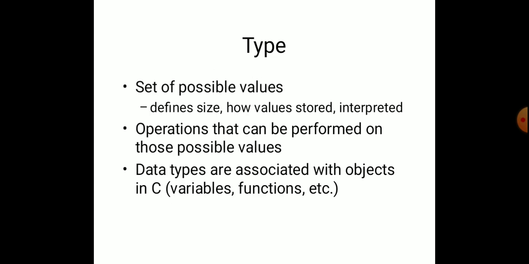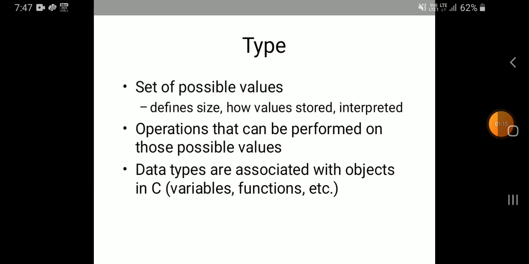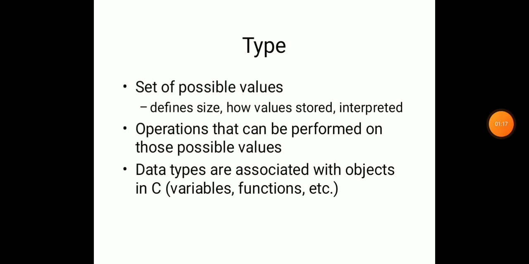Type: the set of possible values. Defined size: how values are stored and interpreted. Operations that can be performed on these possible values. Data types are associated with objects in C: variables, functions, etc.